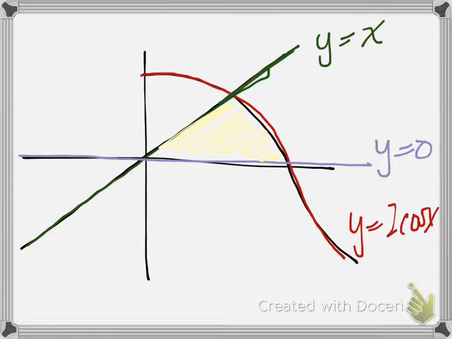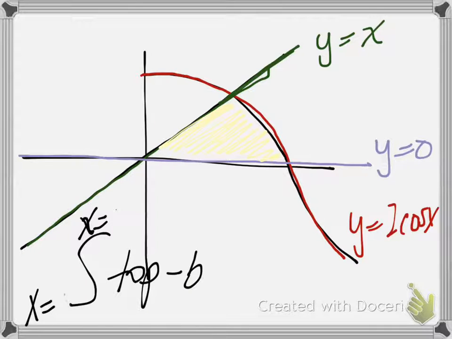Okay? So I know for my instructions I said always start with the formula because it just kind of leads you to the right place. So you're going to have an integral of x equals something to another x equals something, and then it's going to be the top function minus the bottom function dx. Okay?